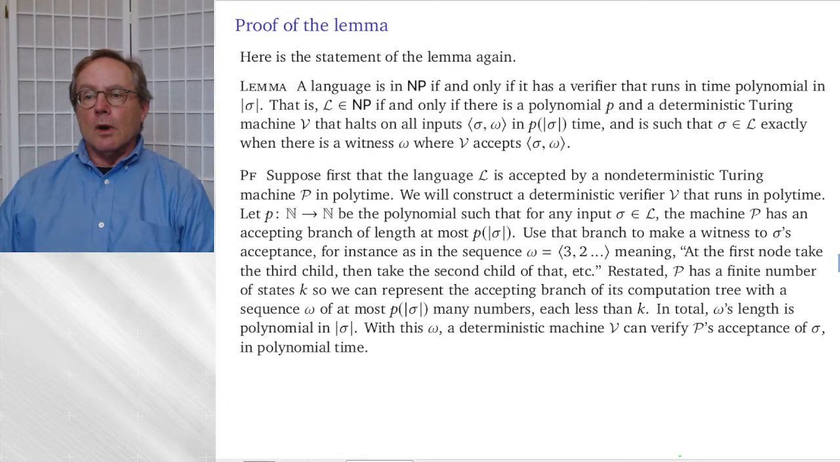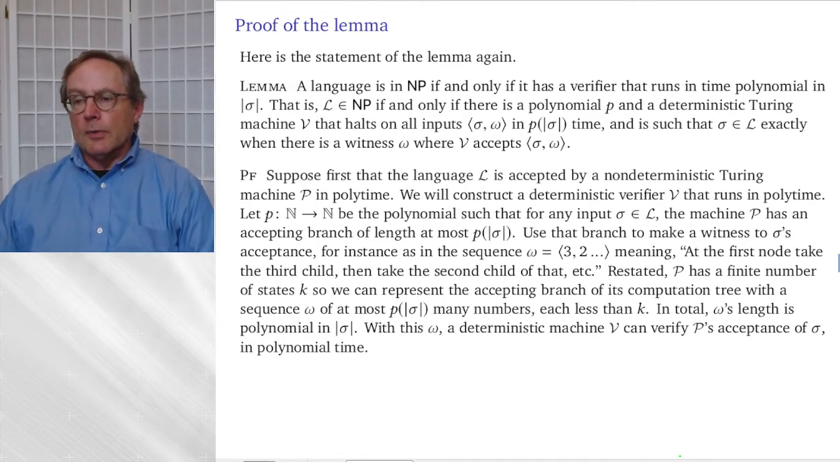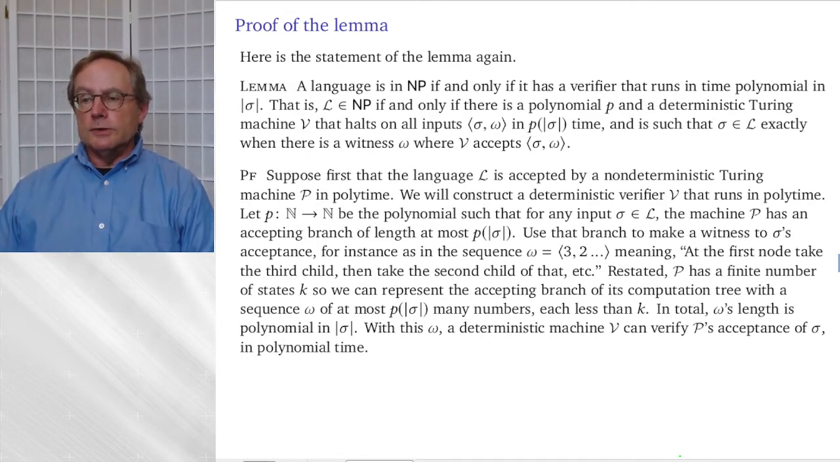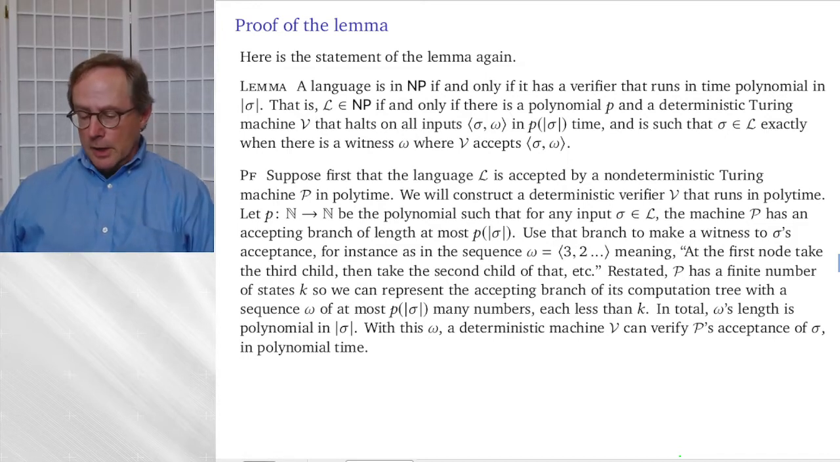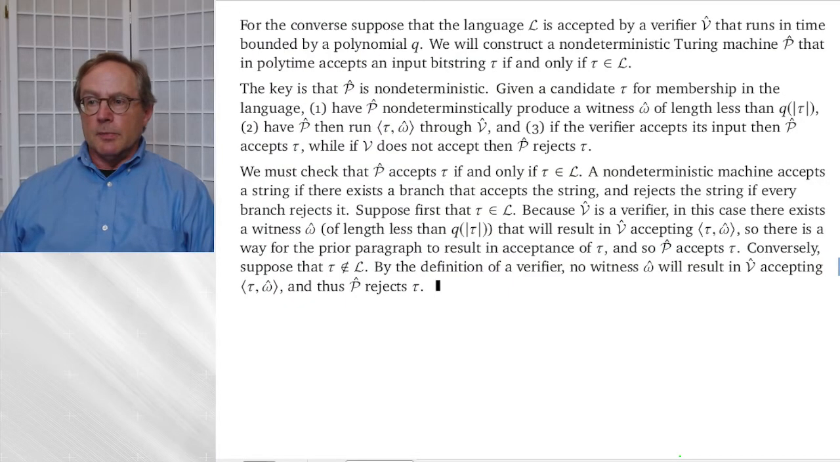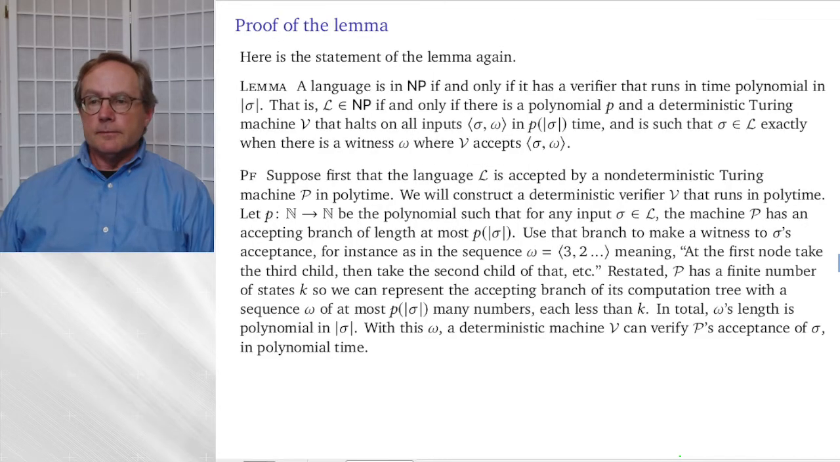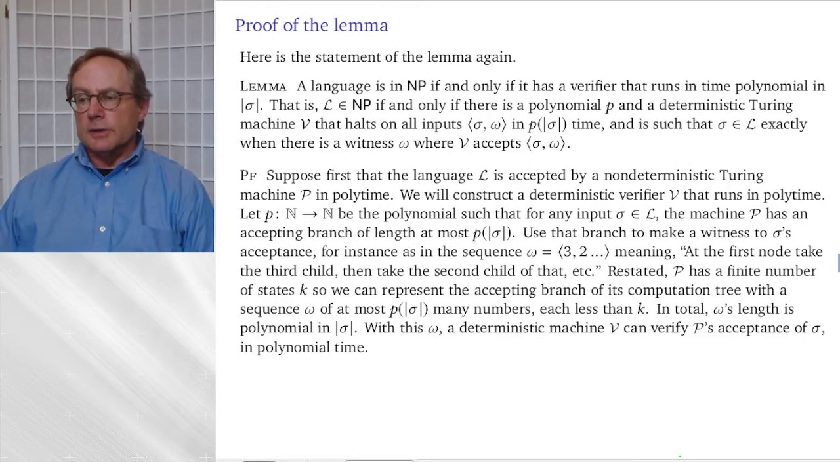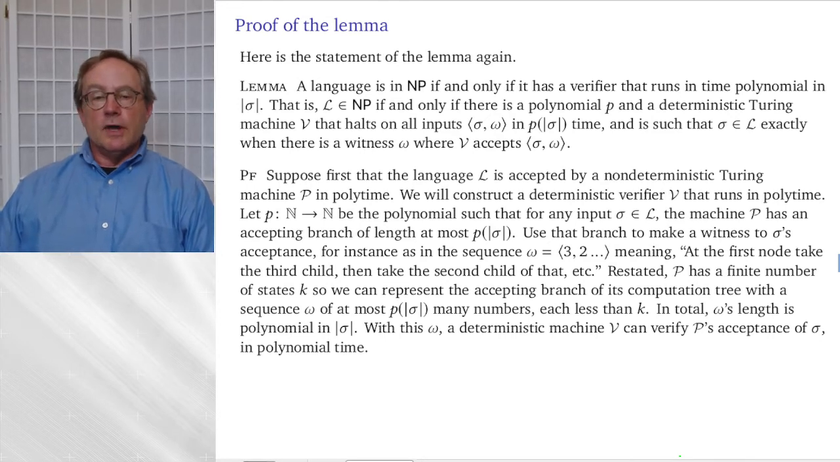Okay, so we want to prove this. We're going to first suppose that the language is in NP, so that L is accepted by a non-deterministic Turing machine, and then later we're going to suppose that we have a language that works with the verifier. So first we suppose that the language is accepted by a non-deterministic Turing machine. We've got to construct a verifier that works.